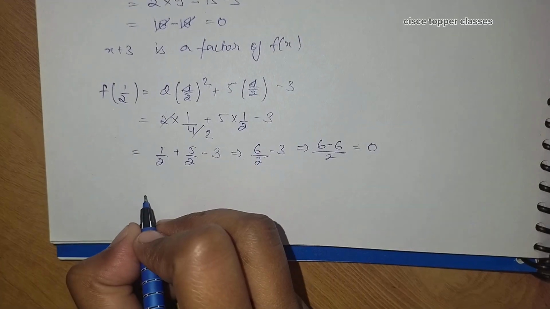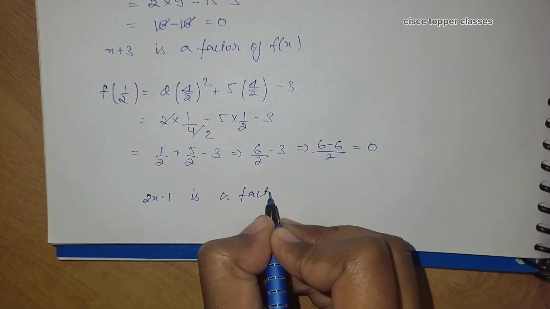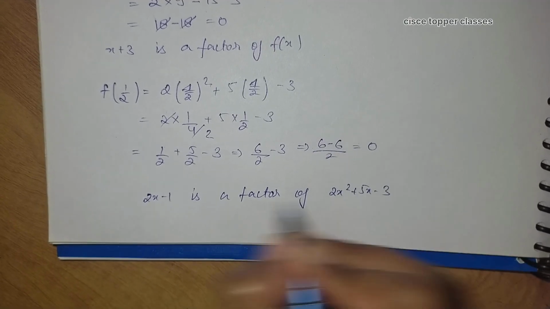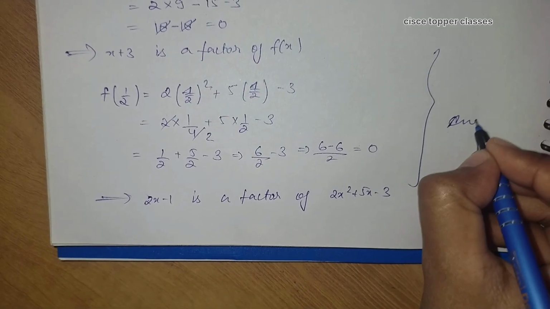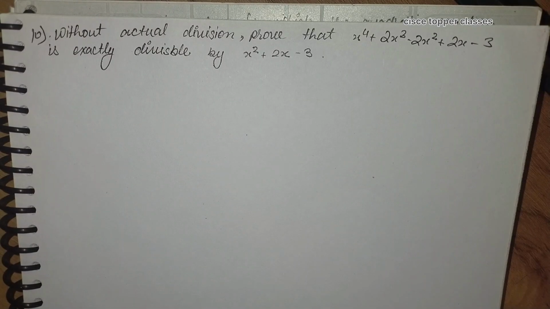Hence it is also proved that 2x minus 1 is a factor of 2x square plus 5x minus 3. So this is also proved, and this is the final solution of question number 9. Let us solve question number 10.